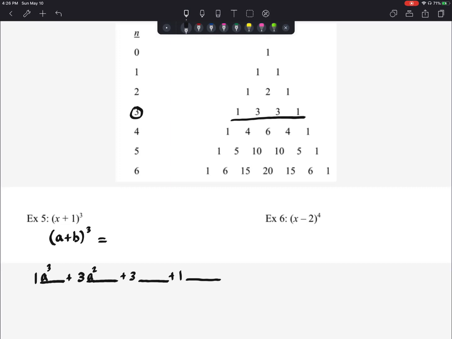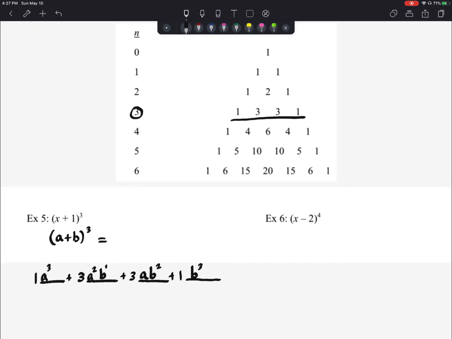This would be a squared, a to the first, and then we have no a in the last one. And then we'd have no b in the first one. We'd have b to the first here. Remember, they will add to 3 in your exponents. So then we have an a to the first, we have to have a b to the second, and then the last one, since we have no a in there, we'd have to have the b to the third.